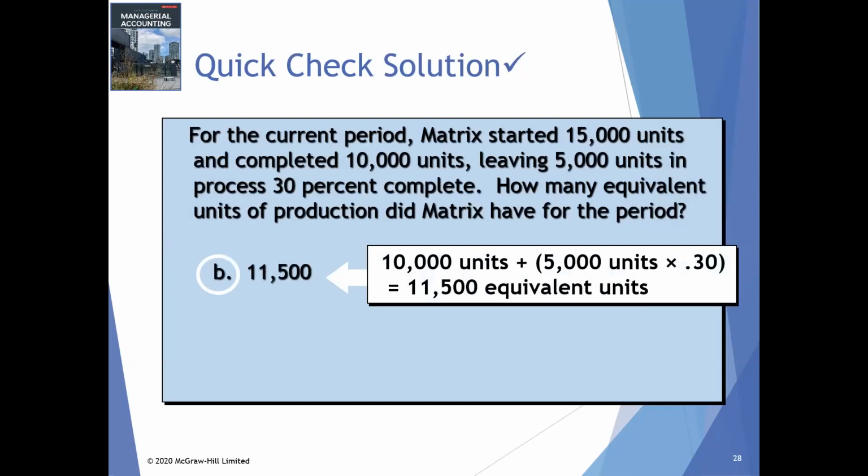Okay, so the right answer is in front of you. You can see that it is 11,500. 10,000 units are completed, and 5,000 are in process, but 30% is completed. So that's why 1,500 will be added to the 10,000, giving 11,500 equivalent units, right?